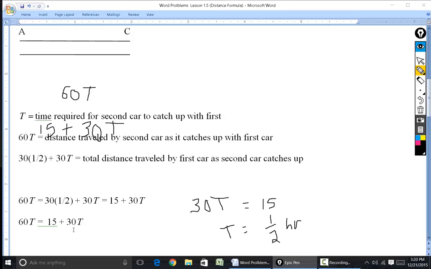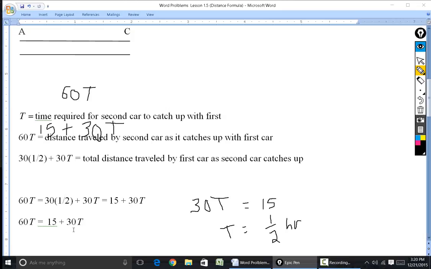Well, how far has the first car traveled? Well, it has a 1/2 hour head start. 30 minutes is 1/2 hour, remember. So 30 times 1/2 is 15. And then another half hour, which is the time required for the second car to catch up, 30 times 1/2 is also 15. 15 and 15 is 30. And that's the way you solve the problem.